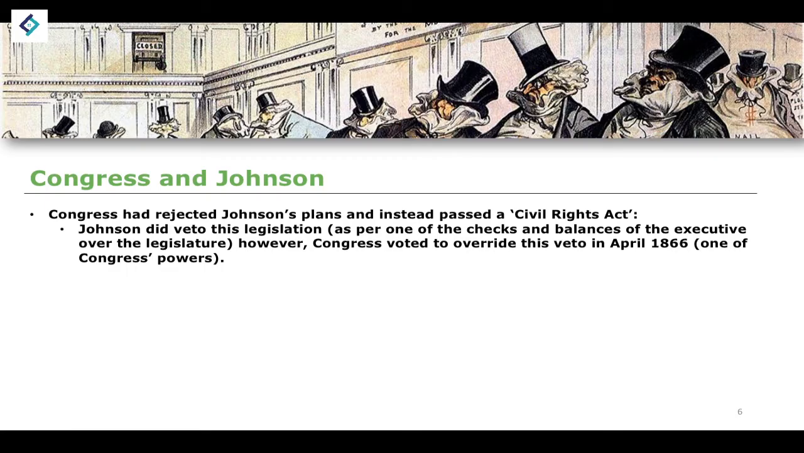in an earlier slide. In fact, I didn't even realize that this was part of this. I forgot that this was even part of the slide, so I'm glad I used that as an example and didn't use a different check and balance instead, because it ties this whole lesson together really nicely now. So Congress voted to override the veto in April of 1866, and so therefore the Civil Rights Act gets passed.